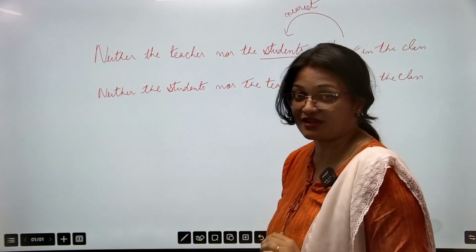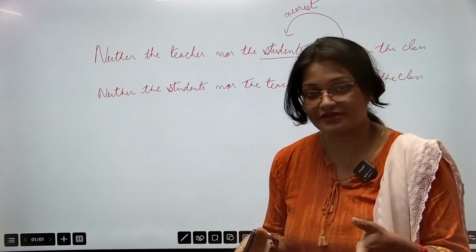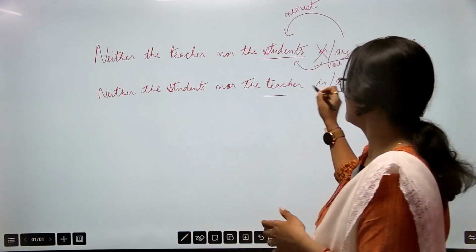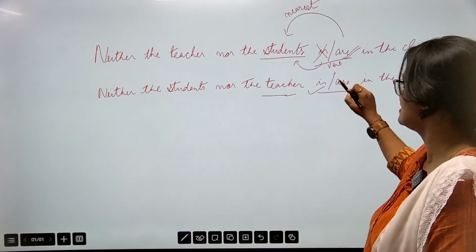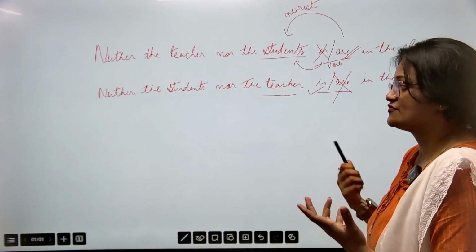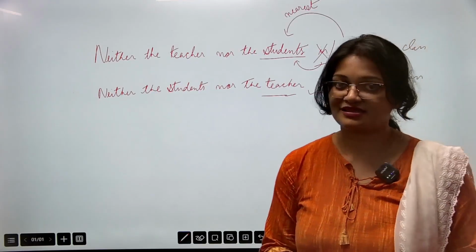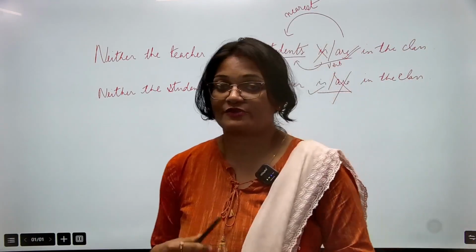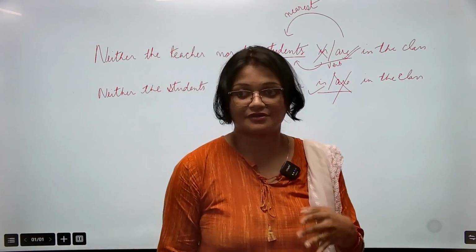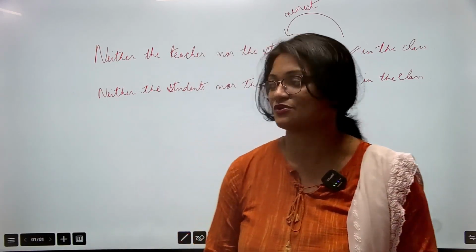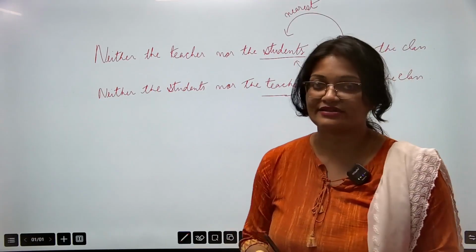Let's see the second one now. Neither the students nor the teacher. So teacher is singular now, which is nearer to this verb, right? So this time is will be the correct answer and not are. The answer will be neither the students nor the teacher is in the class. So, what do we understand? Whenever we have neither nor, either or, not only but also, such types of words, these should agree with the nearest subject.